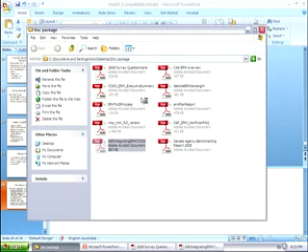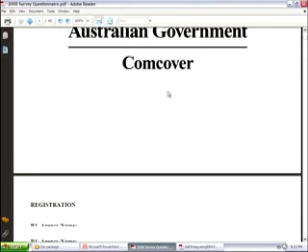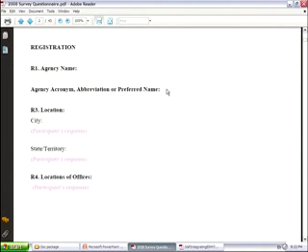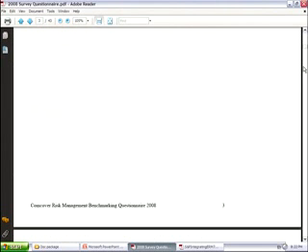Let's have a look at. I'll just go through these quickly, one at a time, and then we'll have any questions. Now, this is a ComCover benchmarking questionnaire. This questionnaire is sent out to the department. So the Department of Defence would receive this questionnaire, and they would pretty much fill it out themselves, and it's a self-assessment process. So let's just have a quick flick through, have a quick look at a couple of the questions.